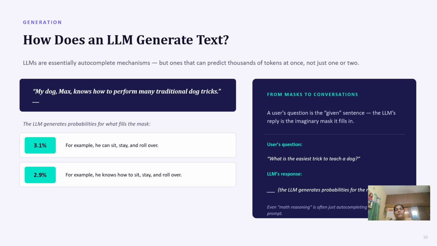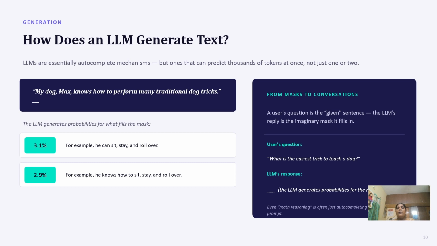So the filling in that particular input sentence could be "he can sit, stay, and roll over," or "he knows how to sit, stay, and roll over." When you talk about the probability computations, "he can sit, stay, and roll over" has got higher probability, 3.1 percent, meaning that the blank it fills is "he can sit, stay, and roll over."